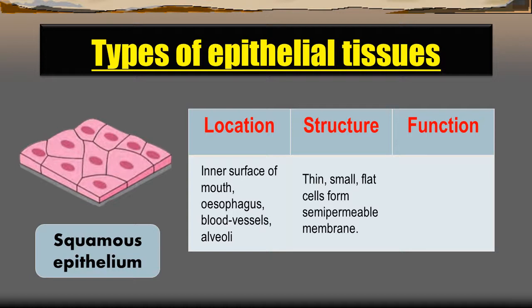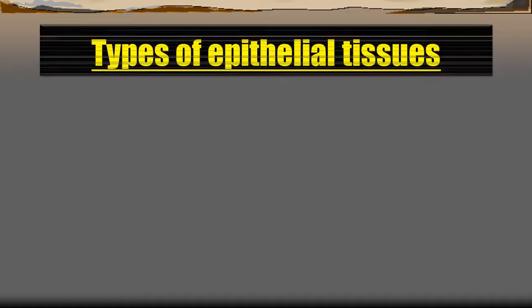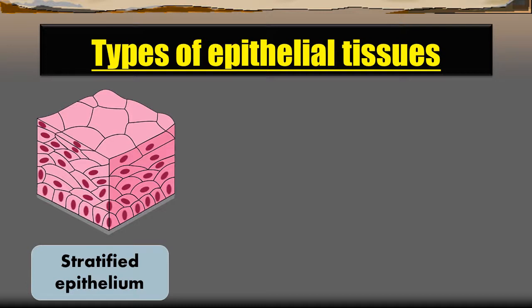The structure is thin, small, flat cells that form a semi-permeable membrane. Semi-permeable membrane means it allows passage of selective molecules only. The function is selective transport of substances, as it is made up of a semi-permeable membrane, so it allows transport of only selective substances.